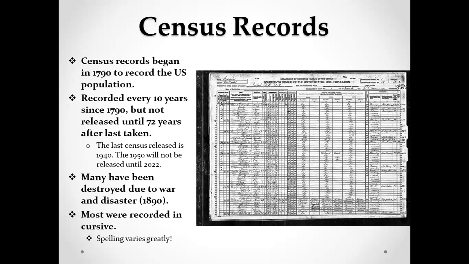Many of the census records have been destroyed due to war or disaster. The 1890 census is kind of everyone's brick wall, so to speak, because hardly any of those exist. Out of the entire 1890 census, less than 1% of the names still exist, which is a little over 6,000 names, I do believe. And once again, remember, most of these were recorded in cursive, so spellings will vary. I just have a tiny image here of a U.S. census in 1920 in Bulloch County as an example.